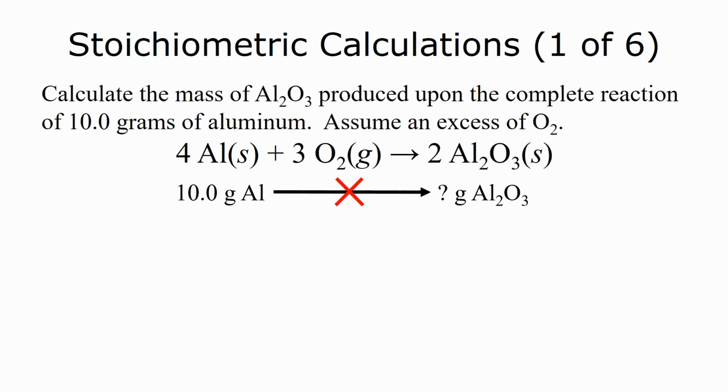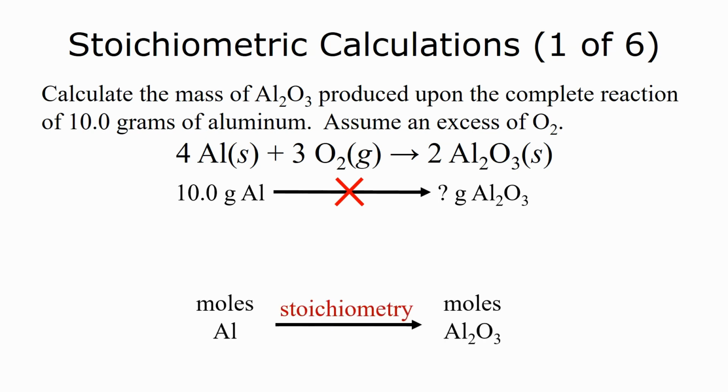But unfortunately, there's nothing in the reaction equation that tells us how to convert grams of aluminum to grams of aluminum oxide. The stoichiometric ratios, the 4, the 3, and the 2 from the reaction equation are actually referring to the mole ratios. So if we had the moles of aluminum, we could use the stoichiometric ratios to calculate the moles of aluminum oxide. So that means in each one of these calculations, we've introduced a new step. To convert between grams and moles, we're going to need molar mass.